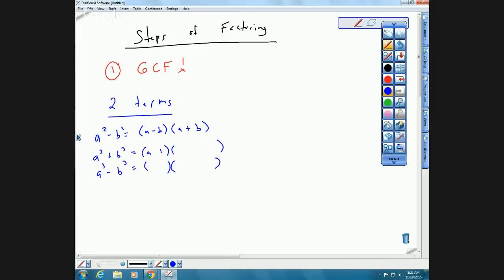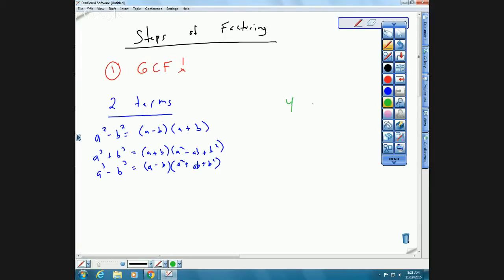So you have a squared, b squared. So you have same sign, opposite sign, plus sign. So once you've taken the GCF out, if there's only two terms, it's going to be one of those. That's your only options.